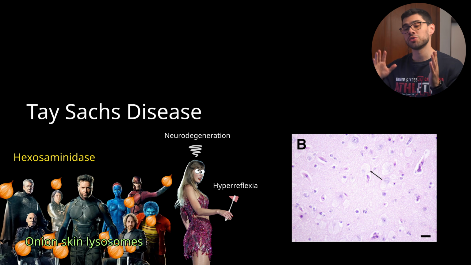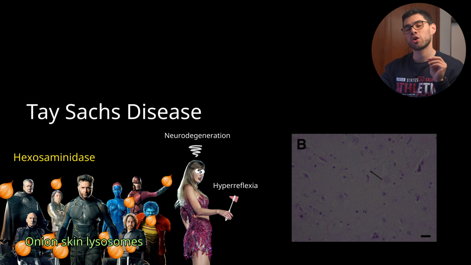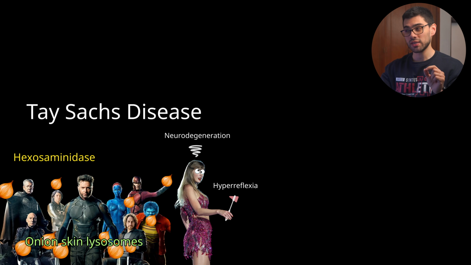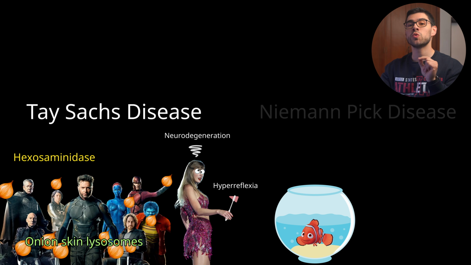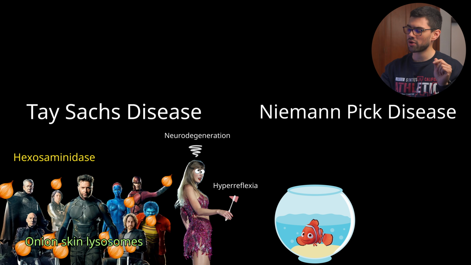Perfect. Now let's turn to the other side. Who's the commander of the right faction? It was Nemo, right? So Nemo is there to help us remember that all of these right faction details regard Niemann-Pick disease. And I think it's pronounced Niemann. So Nemo, Niemann, Nemo, Niemann.